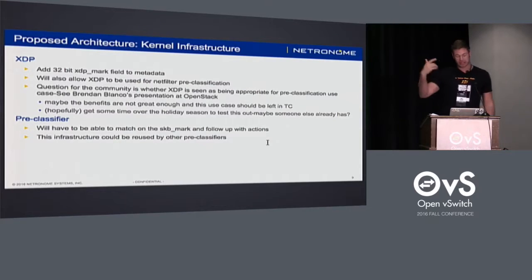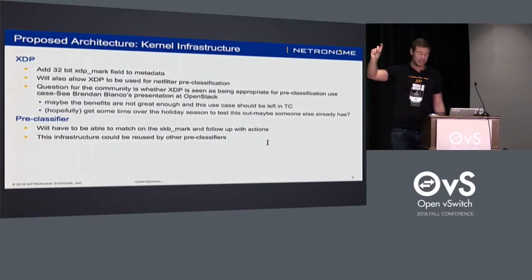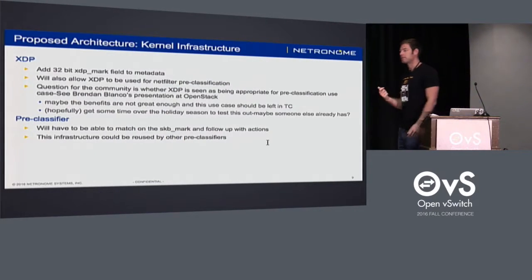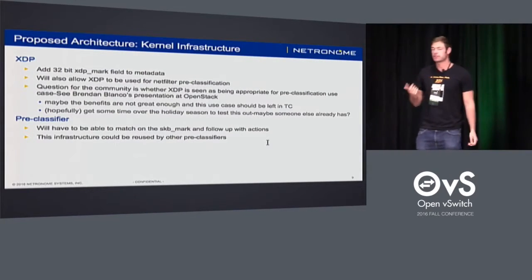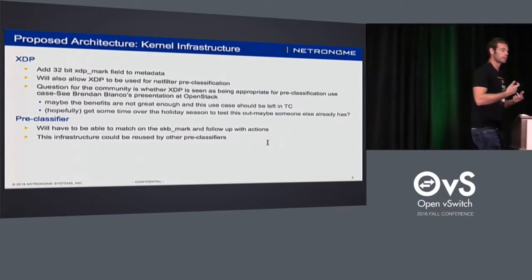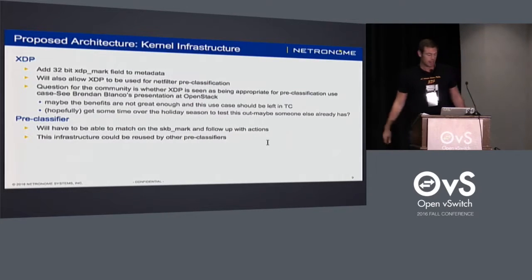And for the kernel infrastructure, as I said, an XDP mark field would be needed for metadata. This can also then be used for things like netfilter. So this would not be an OVS-specific feature. We could use this for netfilter classification. This could actually build pre-classifiers into other parts of the kernel data path structures.